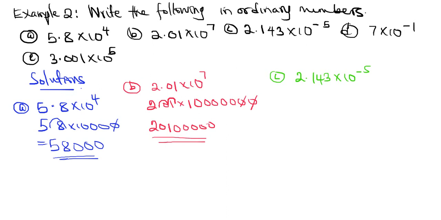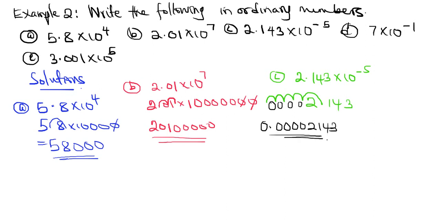So I'm having the number as 2.143. Then I'm moving the decimal point 5 times. 1, 2, 3, 4, 5. Now the other part that I'm having here, I'm going to fill it up with zeros. So here is going to be 0, 0, 0, 0. And once I have it this way, now I can write it out. It's going to be 0. How many zeros do I have here? That's 4 zeros. 1, 2, 3, 4. Then 2, 1, 4, 3. And that's the answer for that.